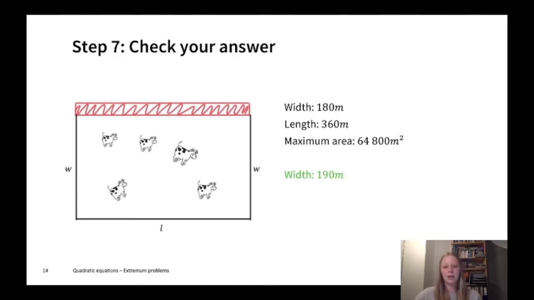Then the length becomes 340 meters, and the area that we find is 64,600 square meters. This is again smaller than our answer. So that means that we can assume that our answer is correct. So let's give our answer to Laura and see what she has to say.